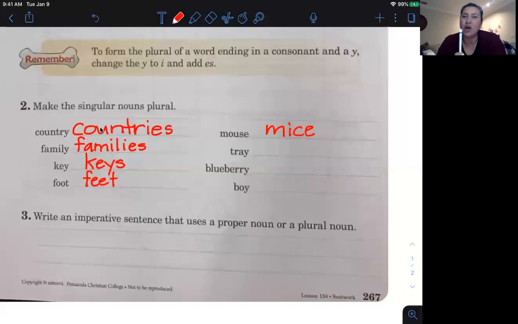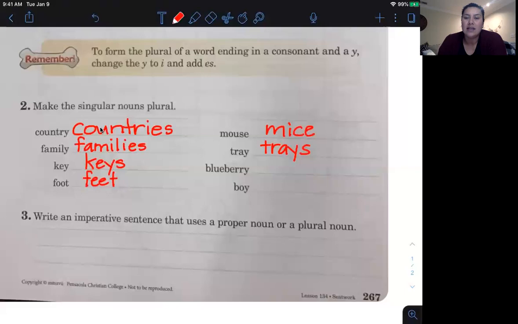All right, tray. If I have one, it's called a tray. If I have more than one, they're called trays. But now let me think. Do I have to change the Y to an I before adding ES? No, I don't, because the letter Y is with a vowel. It's not with a consonant. You only do that when the Y comes after a consonant. So you'd write it all the same and then add an S. You're amazing, guys.